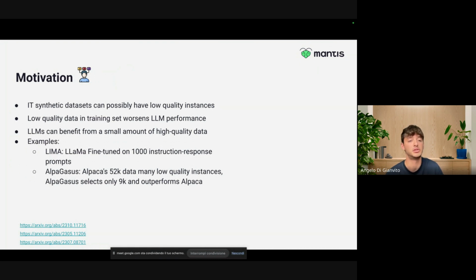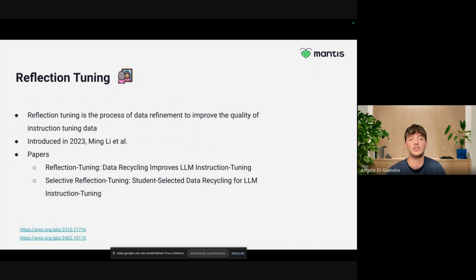Or Alpagasus, which was an improved version of the Alpaca model, in which of the 52K instances from the Alpaca dataset, just 9K were selected and used to fine-tune a model that performed better than the original model. So based on this idea is where reflection tuning comes in.